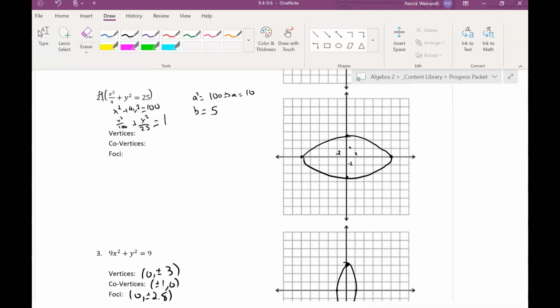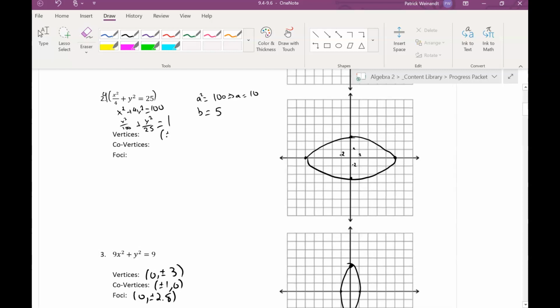Since the larger value is under the x term, you know that this is going to be horizontally orientated. So your vertices are going to have x values, and that x value is going to be determined by a. So it's going to be plus and minus 10, 0. Our covertices, again, since it's horizontally orientated, are going to be on the vertical or y-axis, and that's going to be 0, and then plus or minus your b value, which is 5.